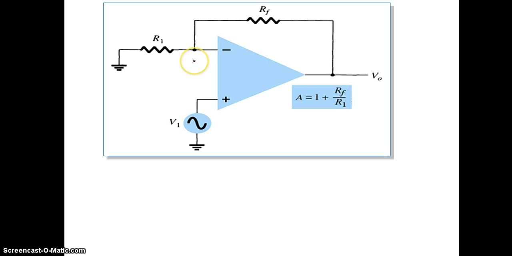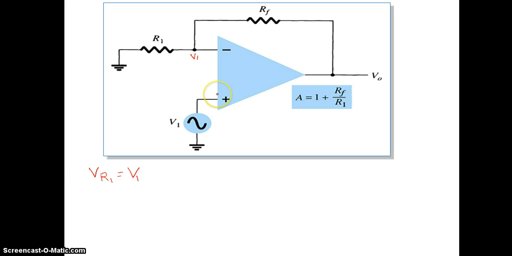Now, this is the non-inverting amplifier. According to the virtual ground concept, the voltage at this point is V1, so the voltage at this point also will be equal to V1. The same voltage will come at this point also, and this is the voltage across R1. So we can write VR1 is equal to V1.